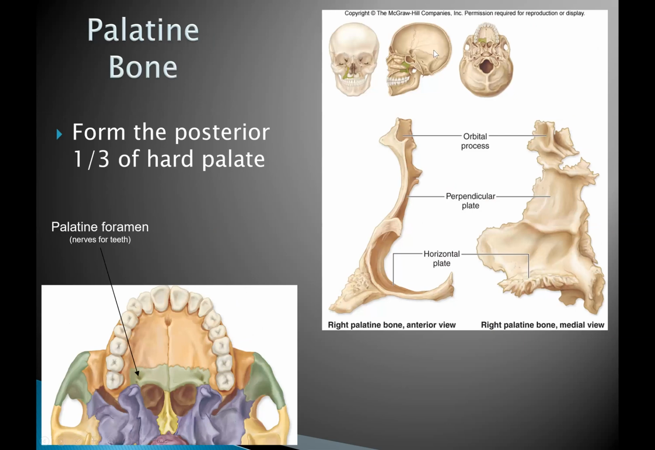The back 1/3 is known as the palatine bones. So in green right here, it forms this L shape. You have the perpendicular plate, horizontal plate, and then the orbital process, which goes from the roof of your mouth all the way up to your eyeballs. So one bone connects the roof of your mouth to your eyeballs. This is the palatine bone.